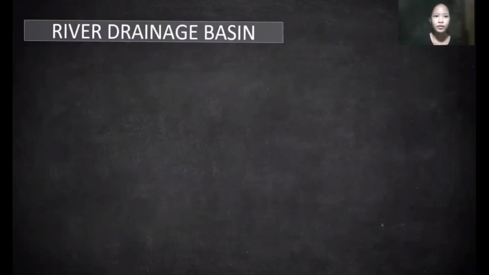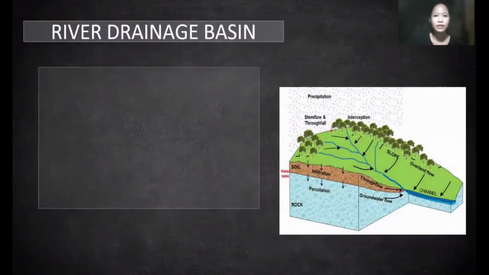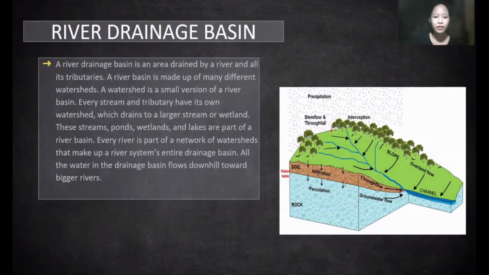Types of basin. River drainage basin. It is an area drained by a river and all of its tributaries. River basins are made up of many different watersheds. A watershed is a smaller version of a river basin. In a river basin, all the water drains to a larger river.